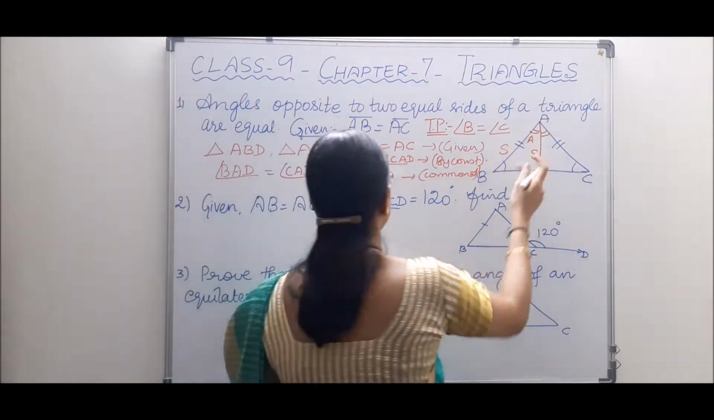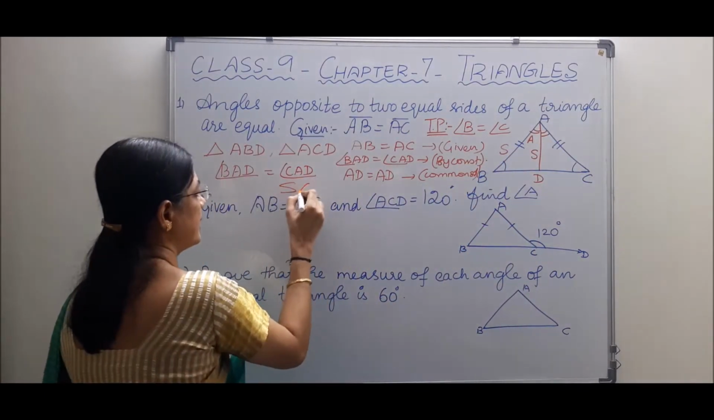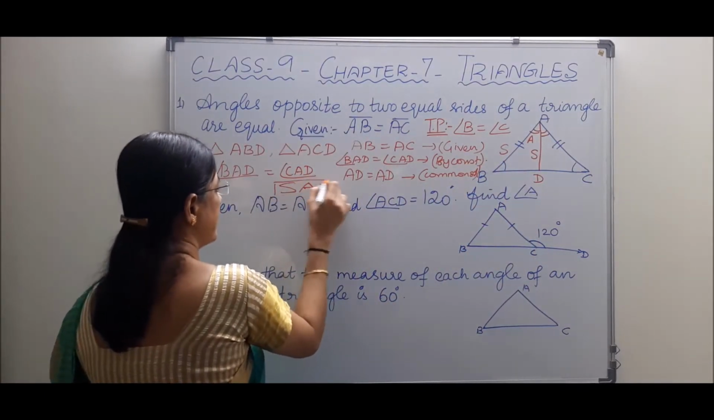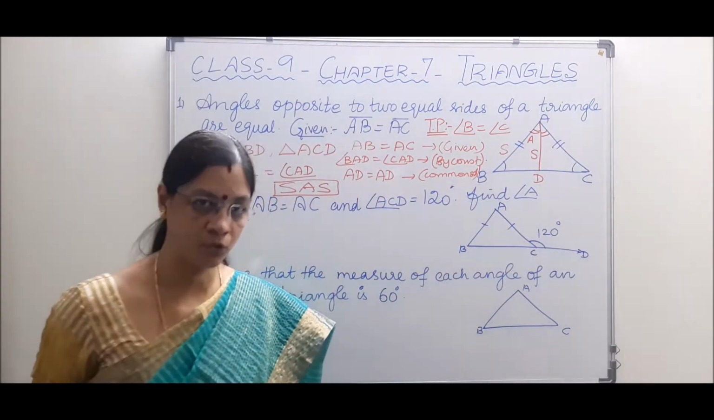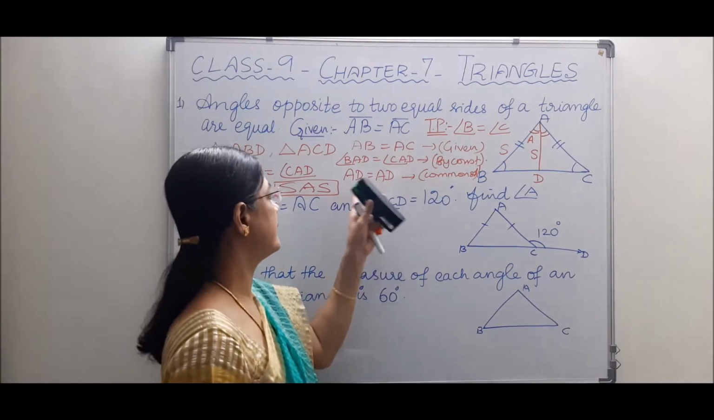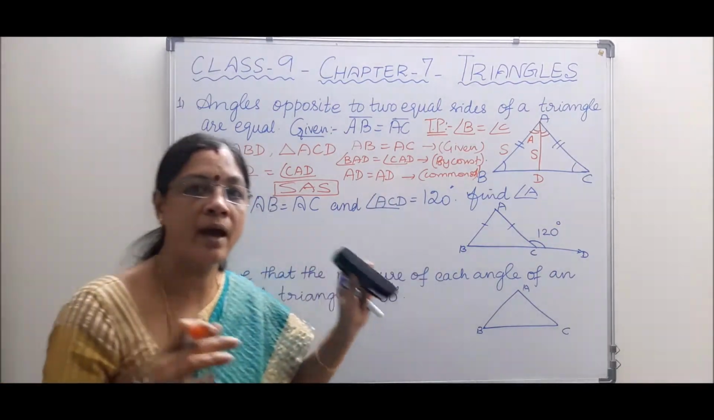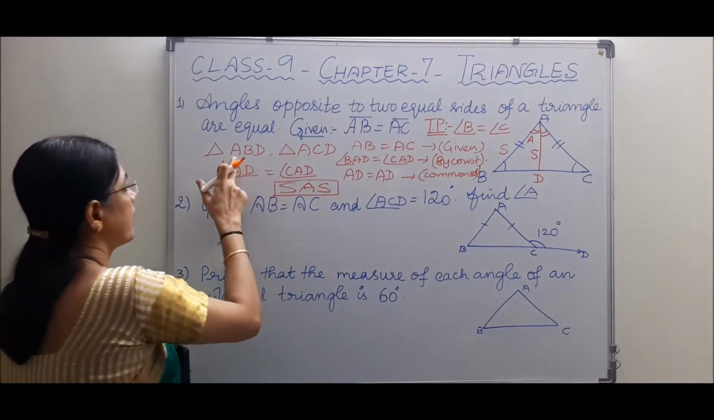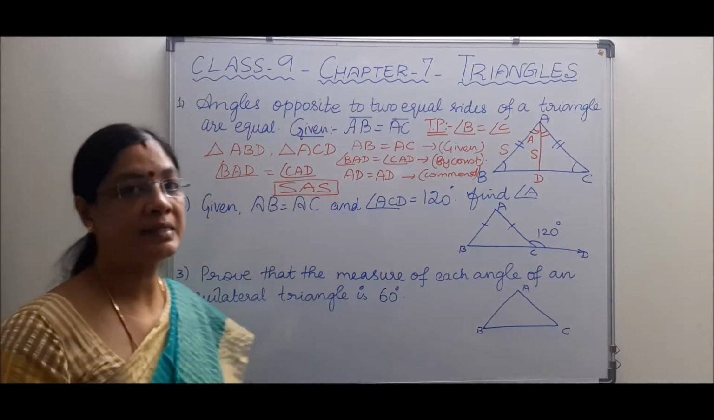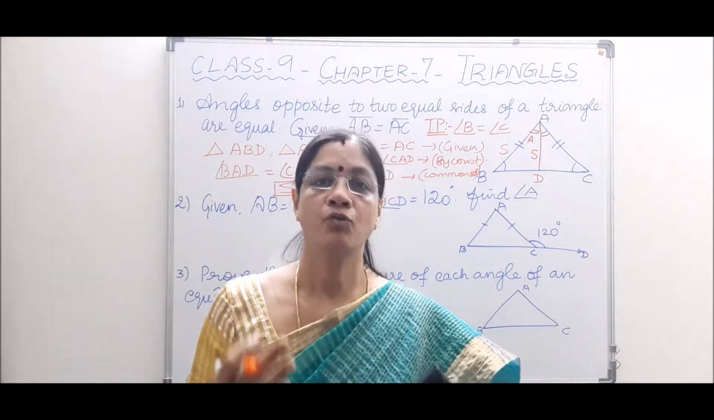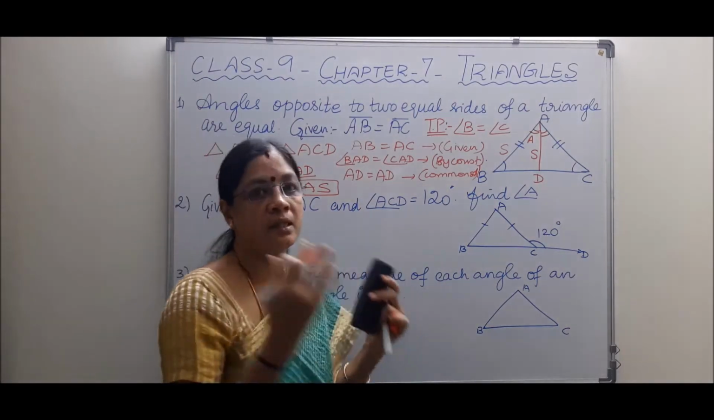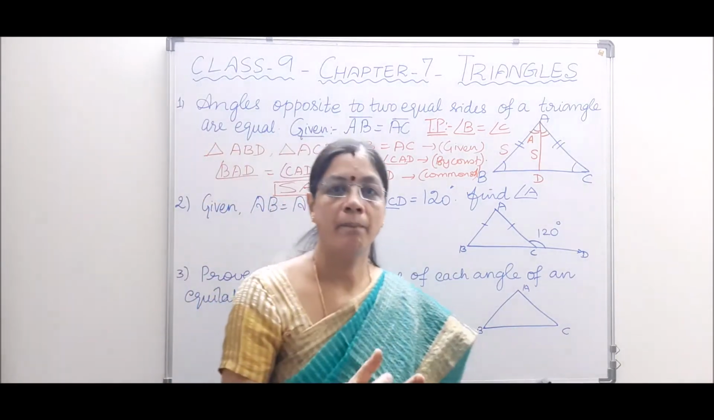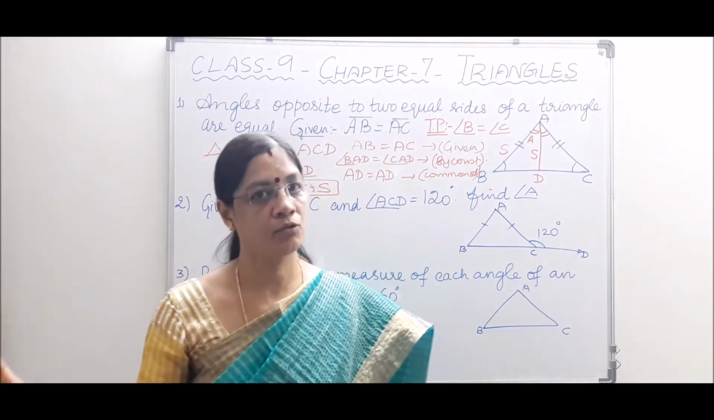So this belongs to the SAS criterion. SAS, side, angle, side. That is two sides and an angle enclosed between the two sides. So this is the criterion under which we have made these two triangles, triangle ABD and ACD, to be congruent. So according to CPCT, that is corresponding parts of congruent triangles.